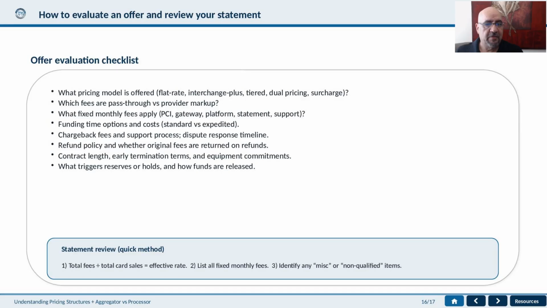Then list all fixed monthly fees. Identify any missed or non-equal ones. There are different ways to break it out, but the easiest way is just the grand total. At the bottom or at the very top, it gives you your total card sales, and it should also give you your total card fees. Divide it in, and it'll give you a rate.